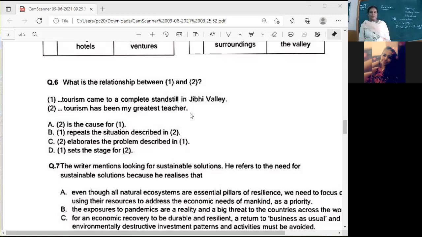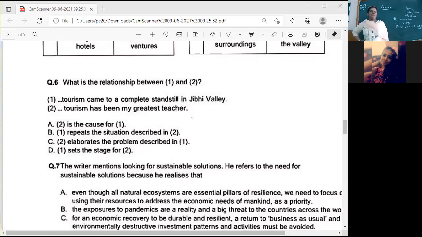What is the relationship? What is it? Two is the cause for one. Tourism has been my greatest teacher. Tourism came to a complete standstill. One repeats the situation described in two. Does it? What is it? Two elaborates the problem discussed. Or one sets the stage for two.